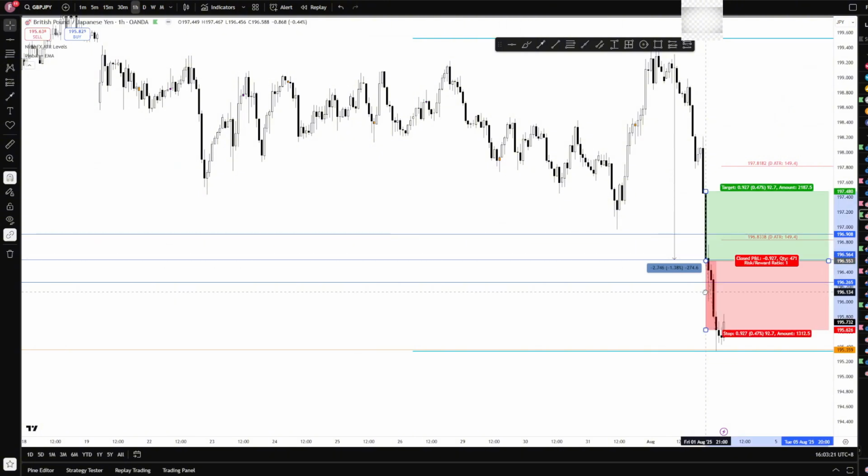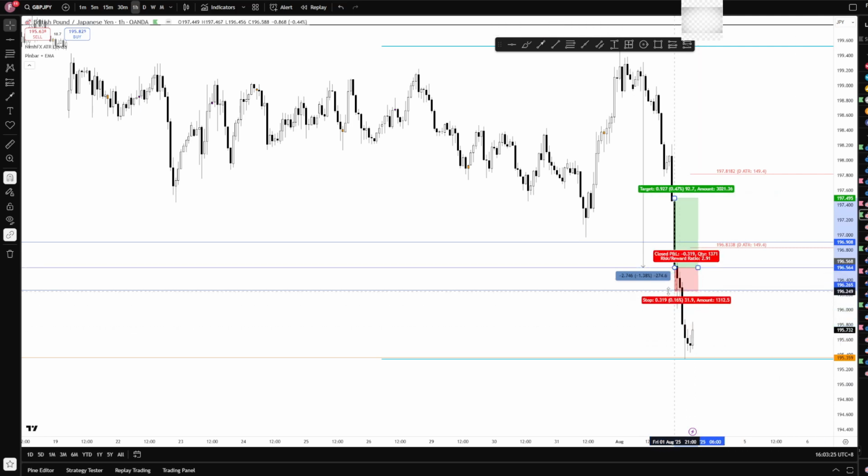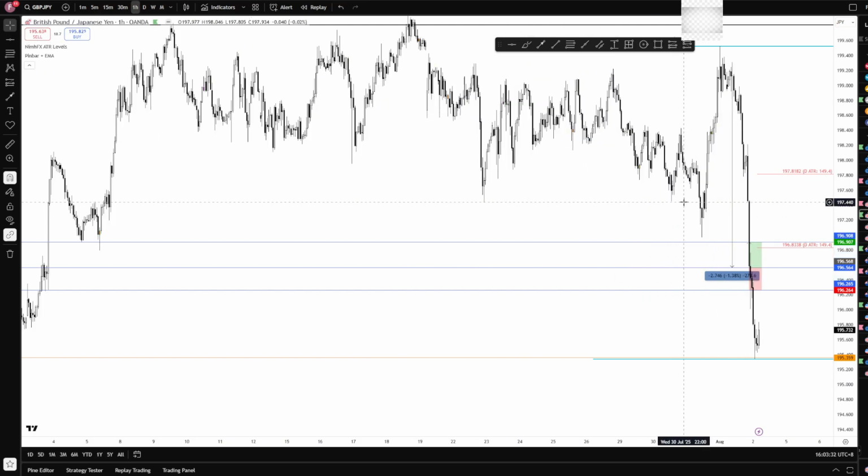I entered somewhere here, and stop right below here and target here, a bit over 1 hour. So yeah, that's how I frame my trade.